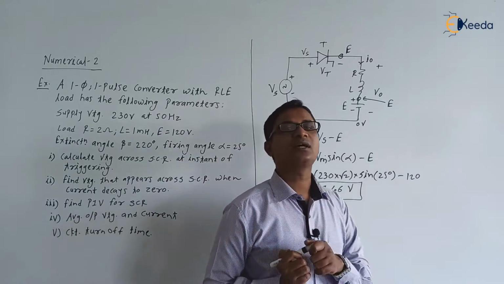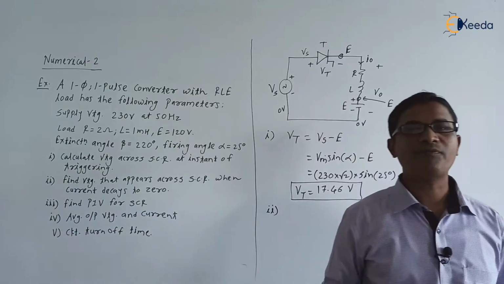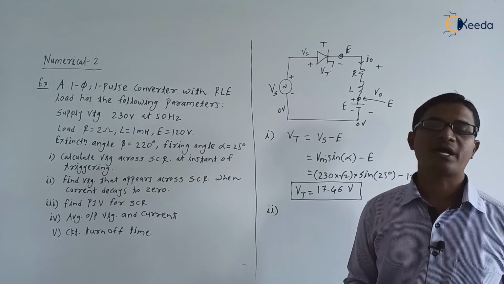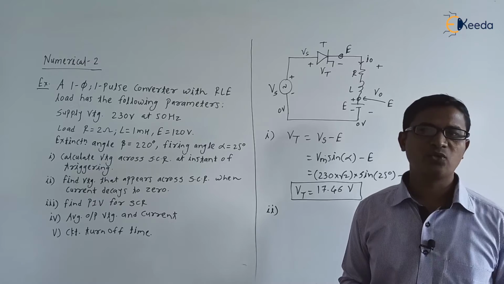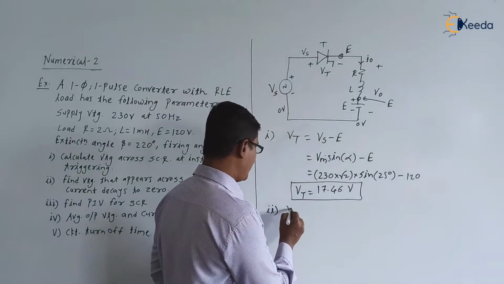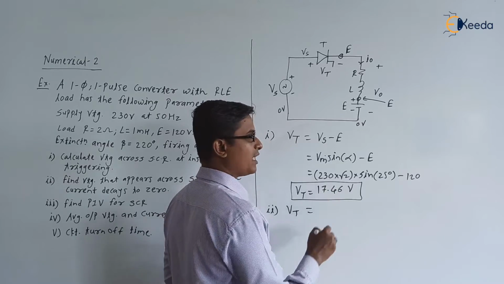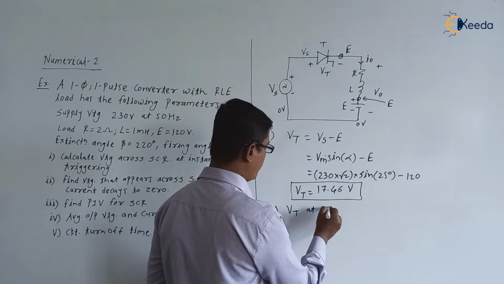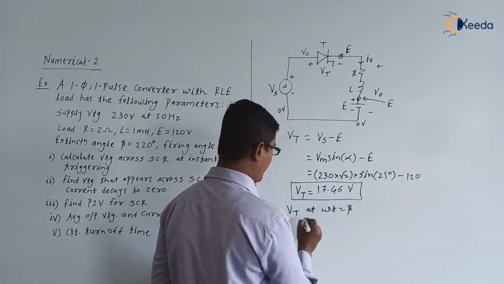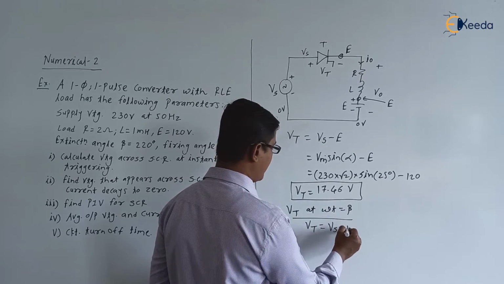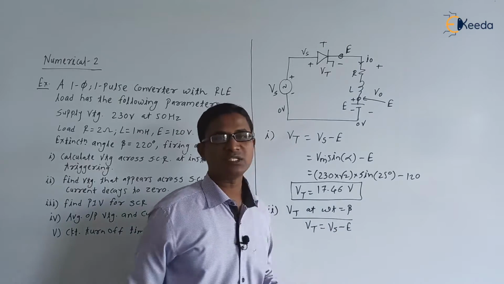The meaning is, if you check the waveform of I0, the current is decaying to 0 at omega t is equal to beta. Be careful, at omega t is equal to beta. Okay, so the voltage that appears across SCR, Vt at omega t is equal to beta, we need to find. So Vt is equal to what? Vs minus E.